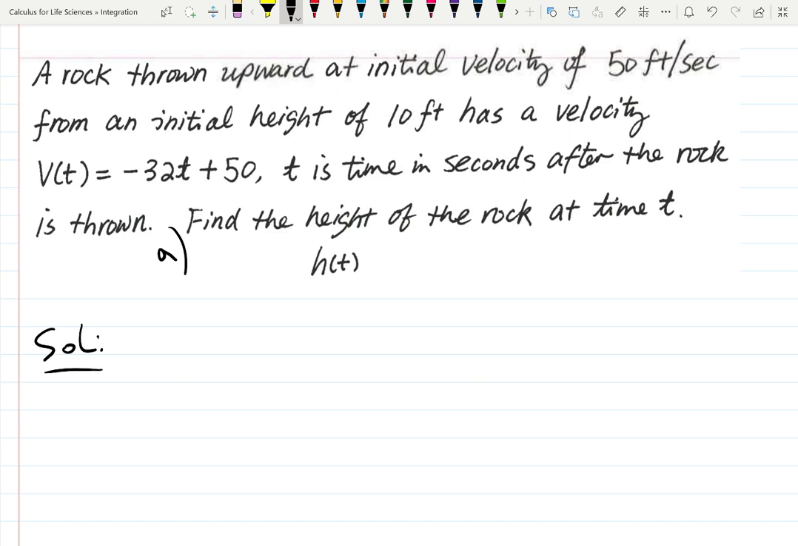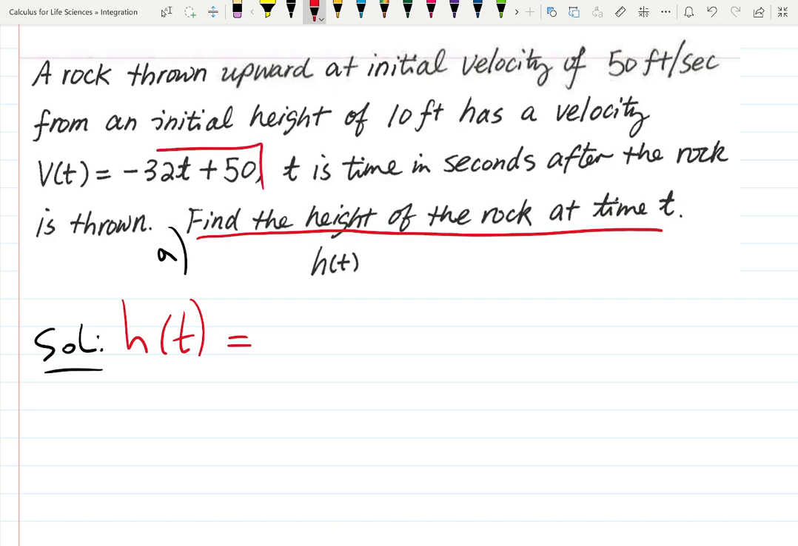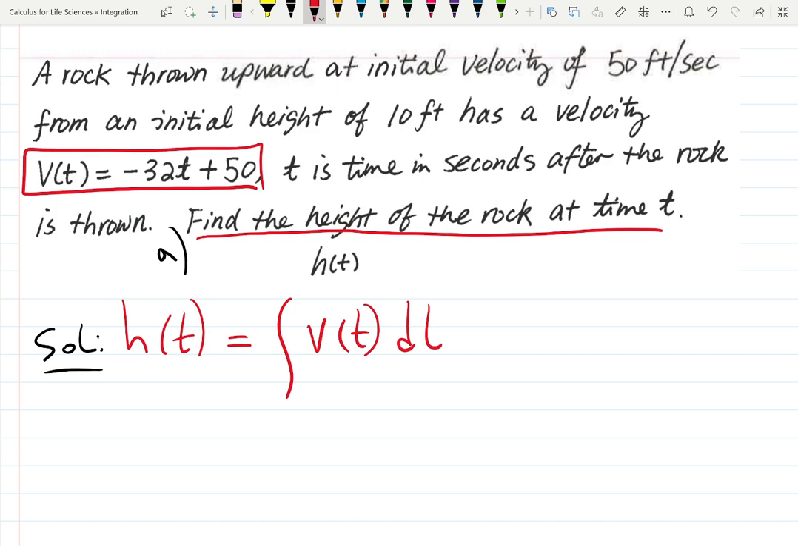Solution. Let's name stuff. We are looking for, find the height. So, find the height of the rock at time t. Let's go with h of t. That's going to be my height. Why not? And then the height will be a distance, right? Height is distance, displacement, that's the idea. So to find it from the speed, guess what we're going to do? Integrate the velocity. Because that's exactly what's happening.